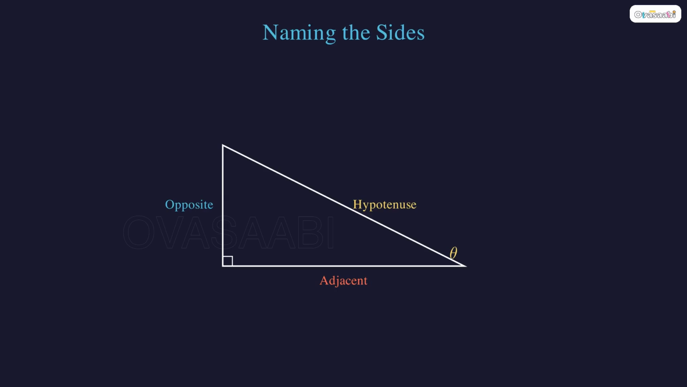First, learn the three side names. The hypotenuse is the longest side, opposite the right angle. The opposite side faces the angle. The adjacent side sits next to the angle.